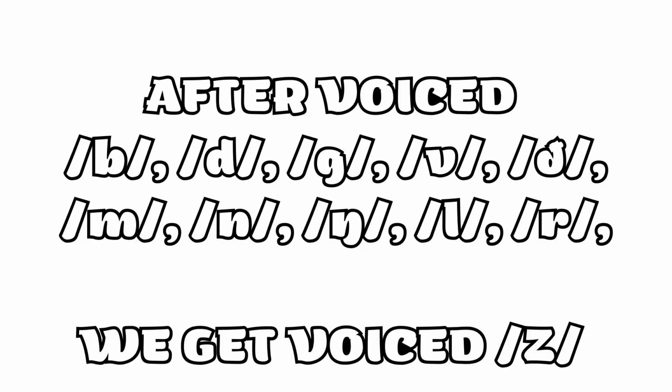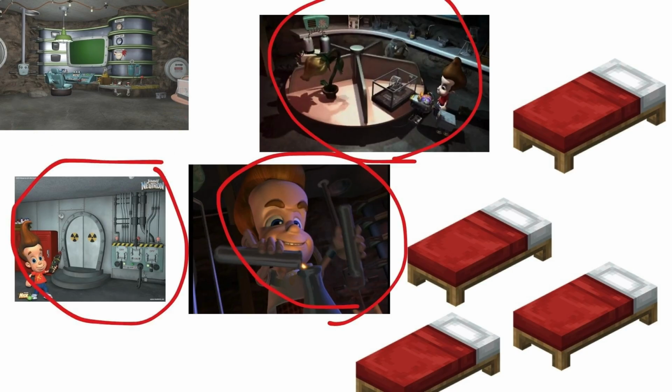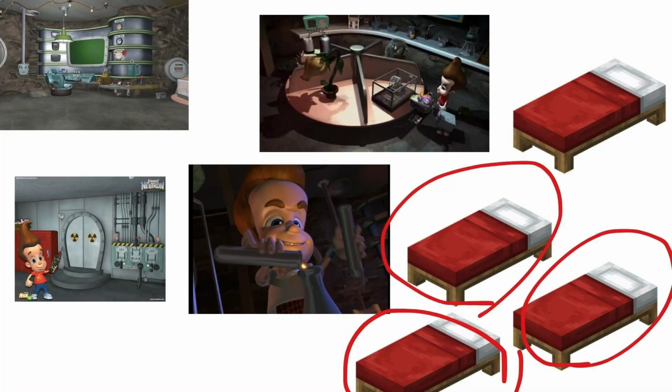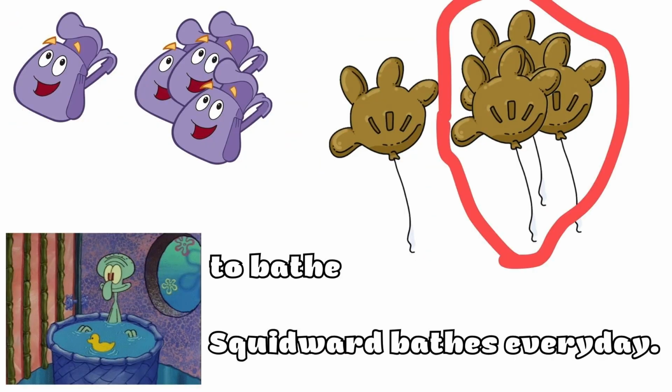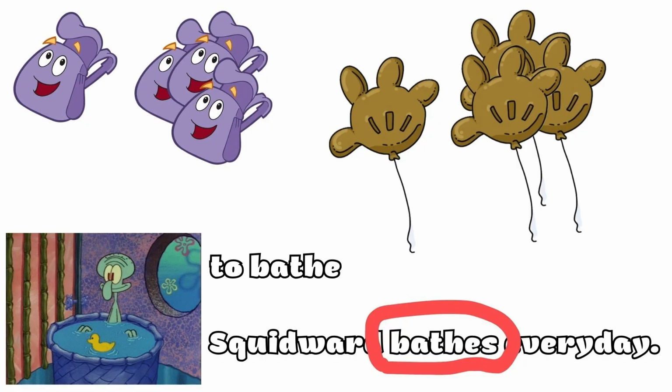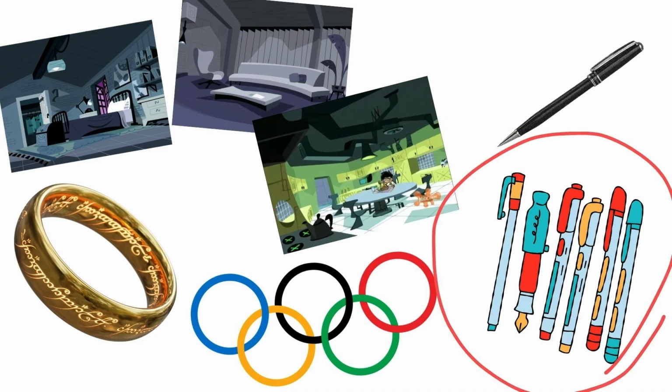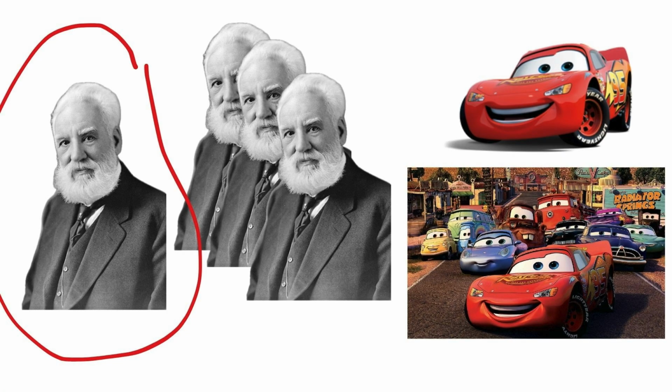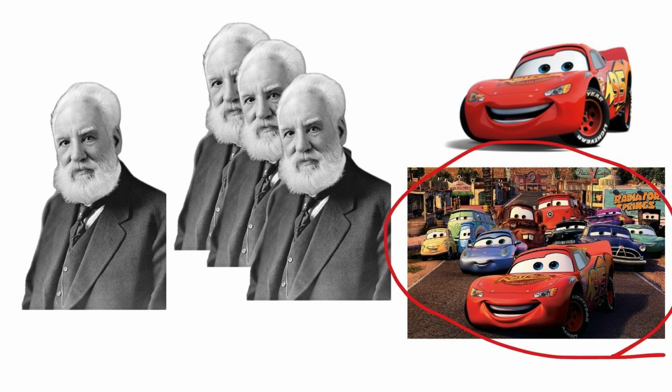Okay? On the other hand, when S is added to words that end with voiced sounds like b, d, g, v, z, m, n, ng, l, or a vowel, then we get the voiced z sound, like in lab, labs, bed, beds, bag, bags, glove, gloves, base, bases, room, rooms, pen, pens, ring, rings, bell, bells, car, cars.